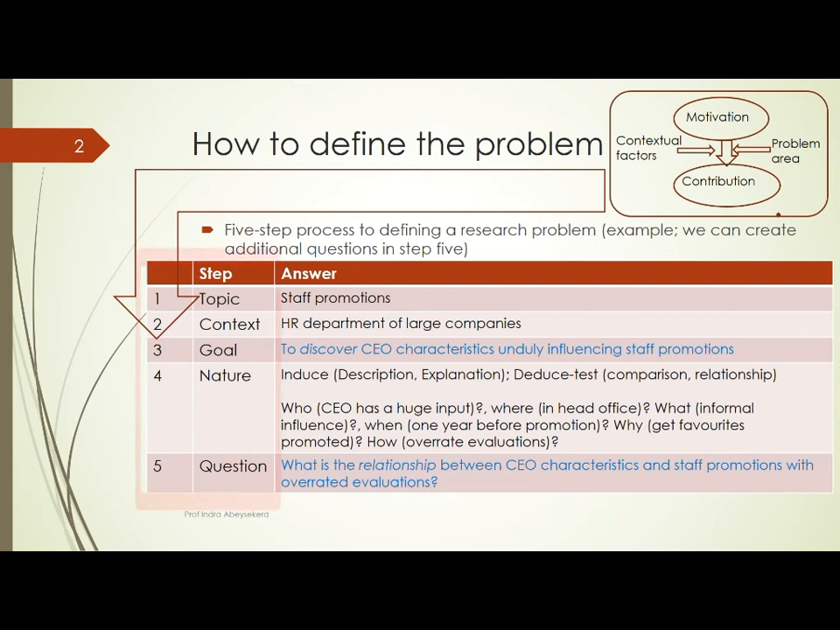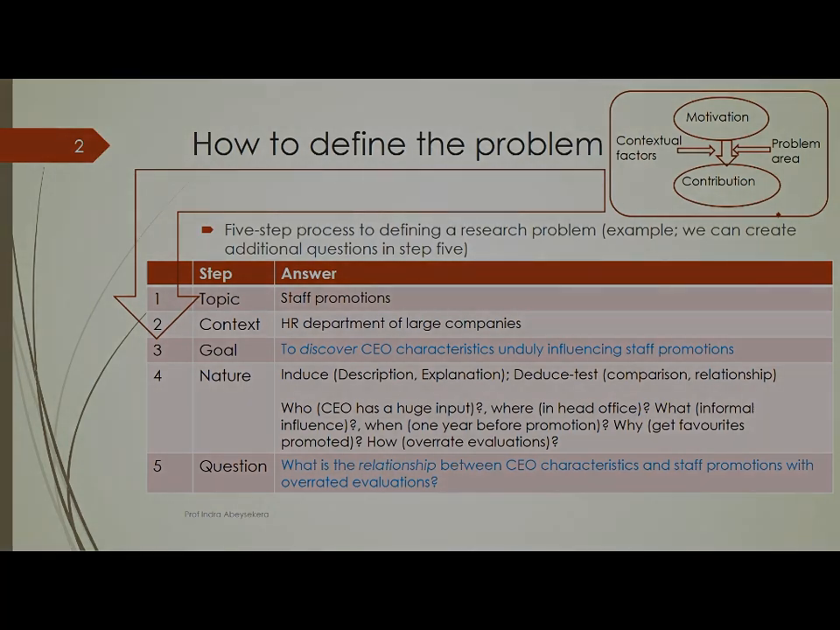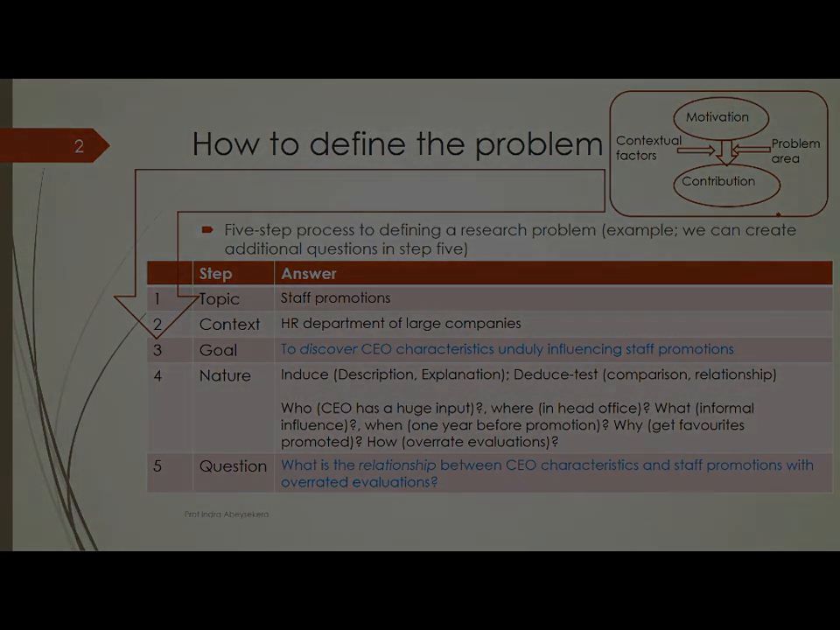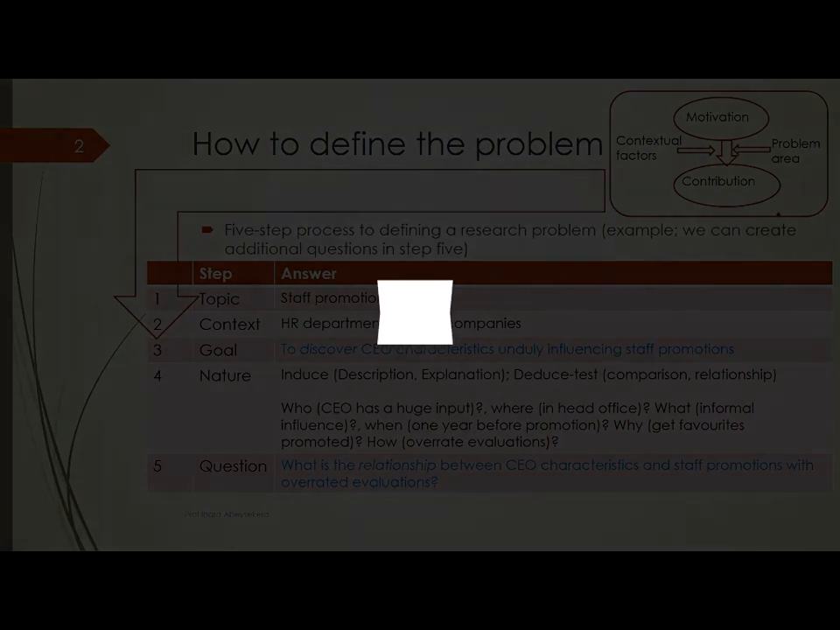So there are 5 aspects, 5 steps. Topic, we must have a topic, then the context in which it is investigated, the goal of the investigation, nature of the investigation, and finally, the specific research question to answer a specific question and come up with a solution.